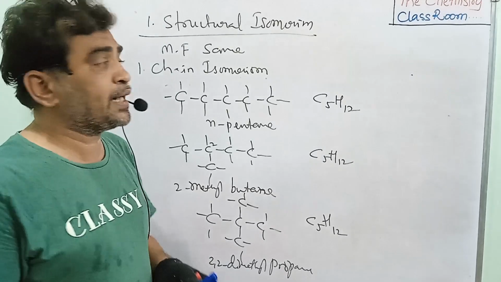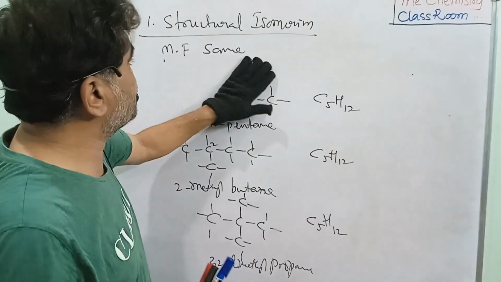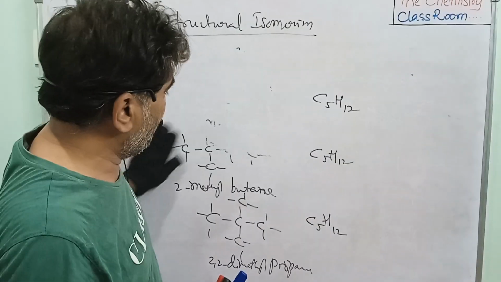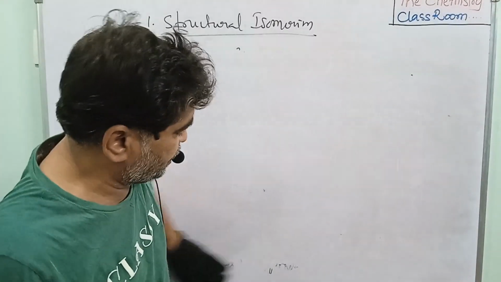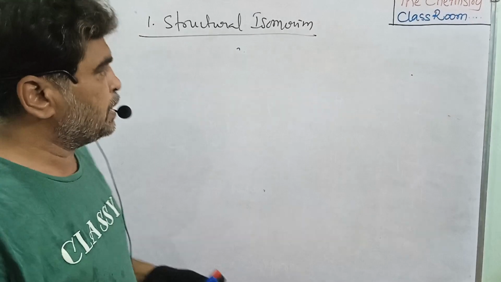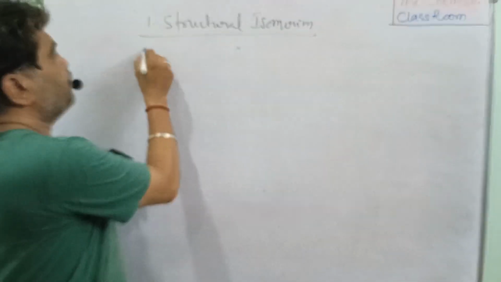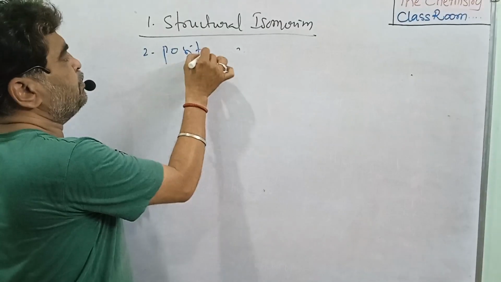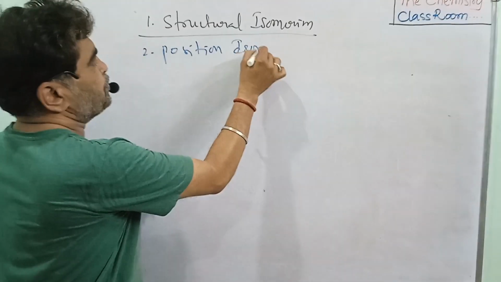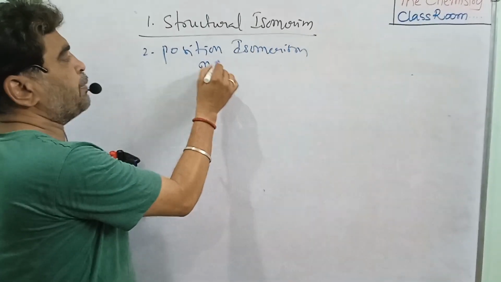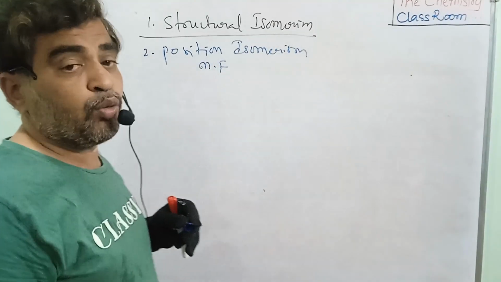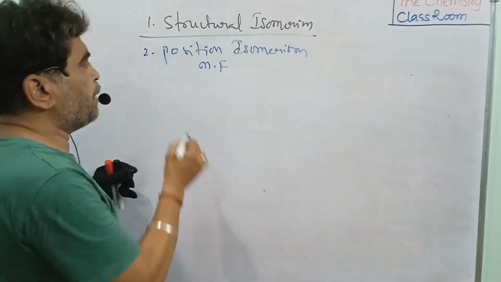Now we discuss the second isomerism, that is called position isomerism. Now one by one we discuss the position isomerism. The second one is position isomerism. The molecular formula is the same again. So what do they differ in? Now we see with an example.